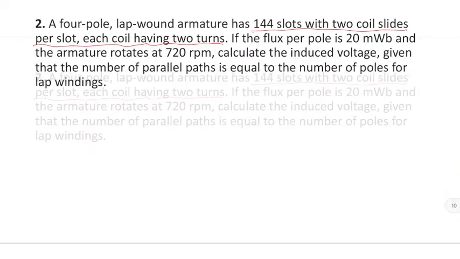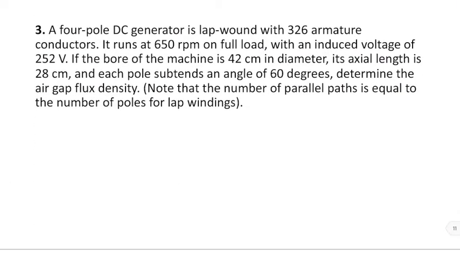Then, move ta with number 3. So, naa tay 6 ka problems karon. Number 3, we have a 4-pole DC generator is lap wound with 326 armature conductors. It runs at 650 RPM on full load with an induced voltage of 252 volts. So, medyo physical ni siya ng mga characteristics sa atong DC generator.